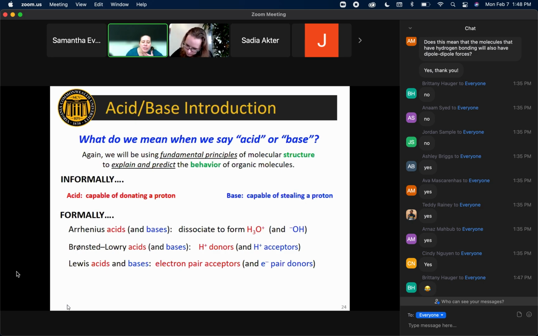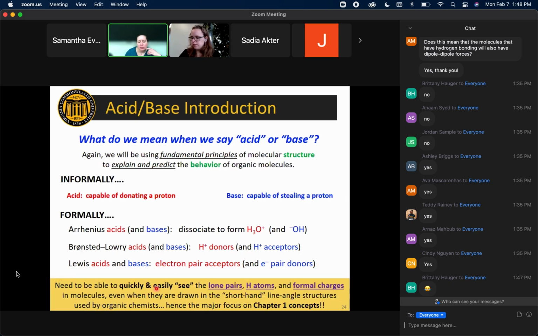The third kind is called Lewis acids and bases, and that's thinking about acids and bases from the perspective of an electron pair. Whether you're talking about a molecule that has a space where it can accept an electron pair, or a molecule that has an electron pair that it can donate, that type of acid-base is called Lewis acids and bases.